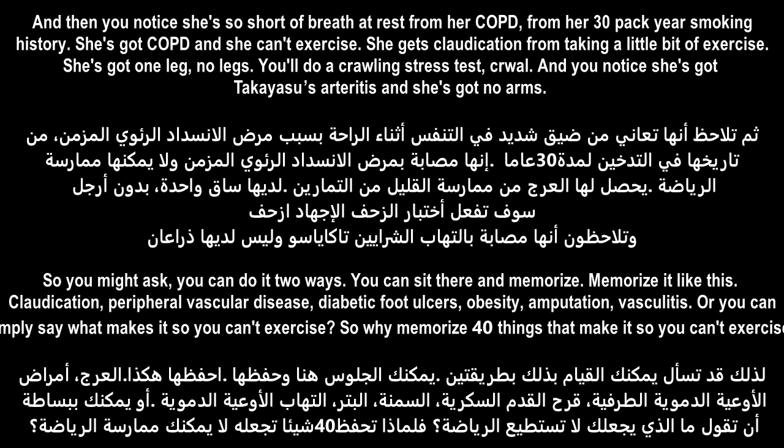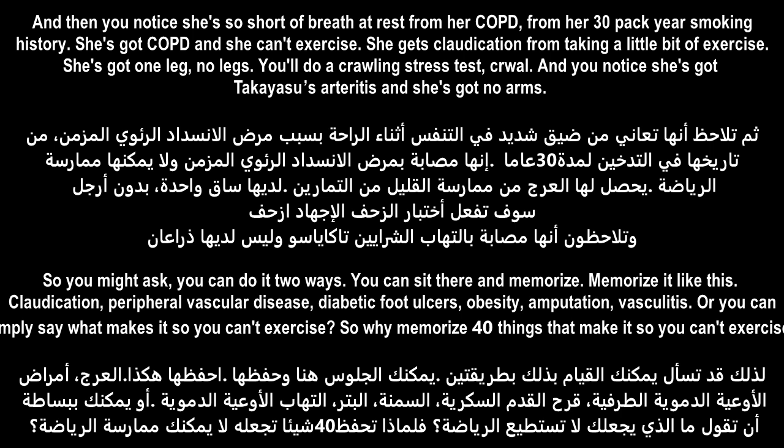You'll do a crawling stress test. And you notice she's got Takayasu's arteritis and she's got no arms. So you can do it two ways. You can sit there and memorize it like this: claudication, peripheral vascular disease, diabetic foot ulcers, obesity, 1 amputation, 2 amputations, vasculitis.